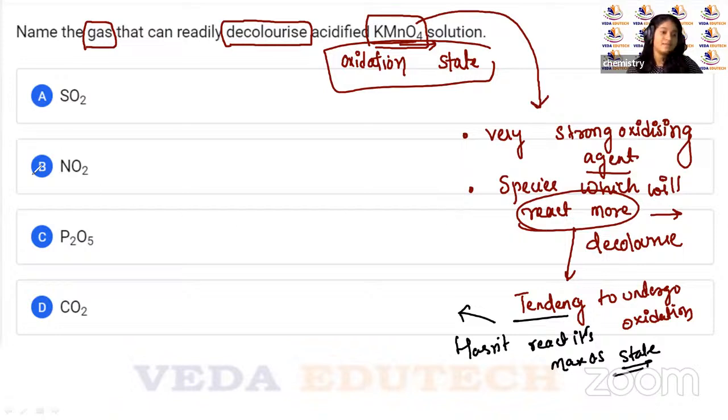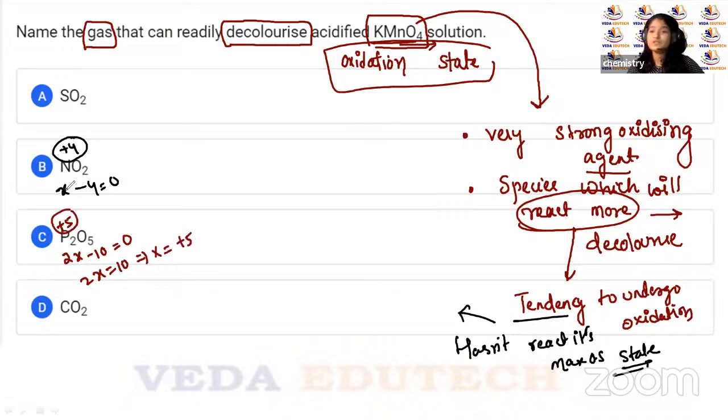For example, for nitrogen, if you see, x minus 4 equals 0. This is plus 4. It has reached already, right? Now for phosphorus, 2x minus 10 equals 0, 2x equals 10, which implies x equals plus 5. So this has also already reached, so this is not going to get oxidized, children, right?